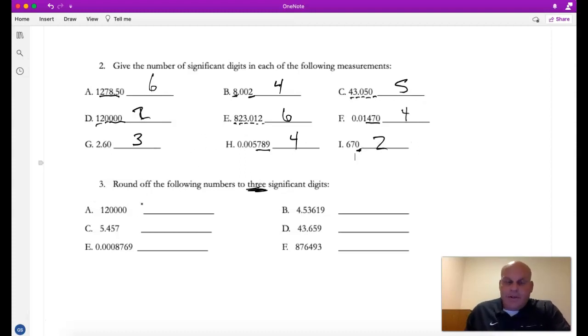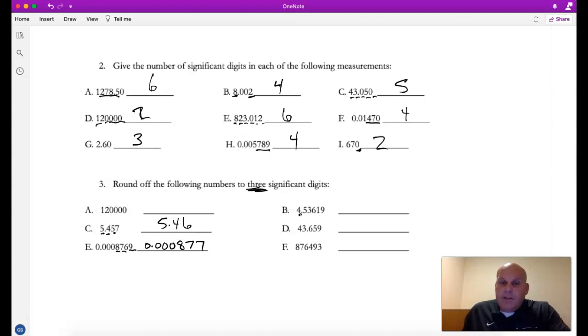I'm going to skip A for a second, and we're going to do some rounding here to 3 significant figures. So 1, 2, 3, that 7 rounds it up. So this would be 5.46. Now again, these zeros here are not significant. So there's 1, there's 2, there's 3. So this would be 0.000877.